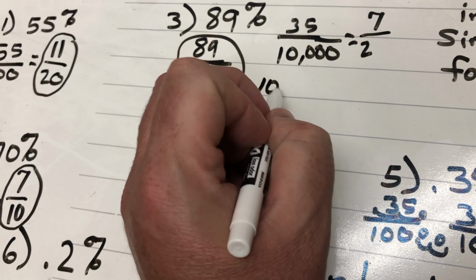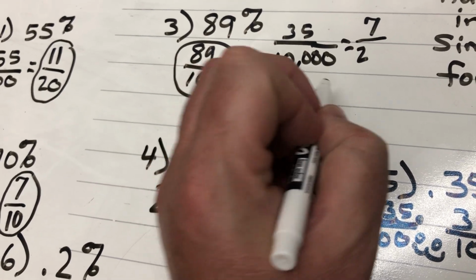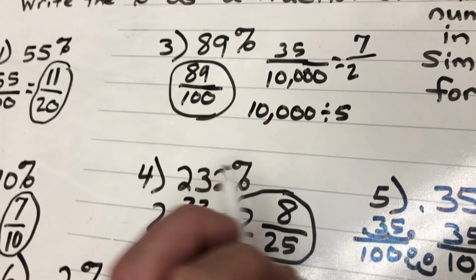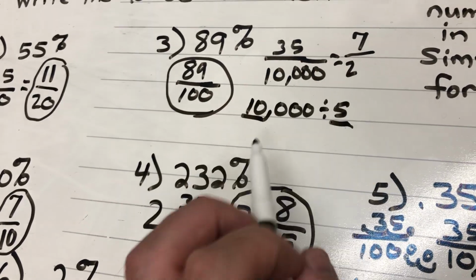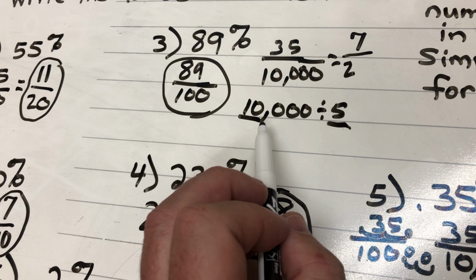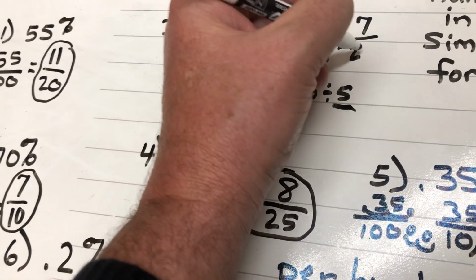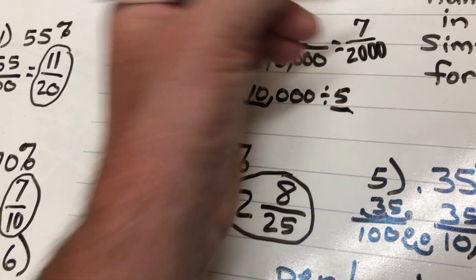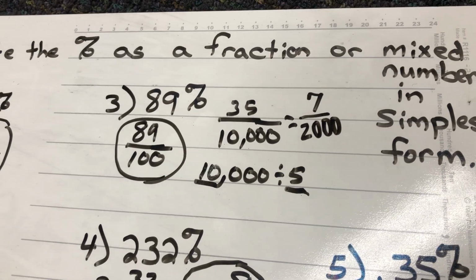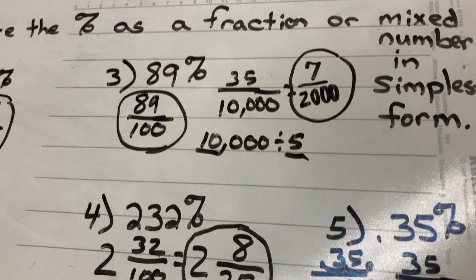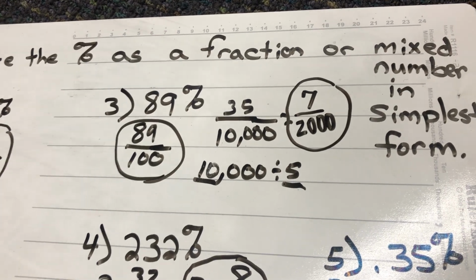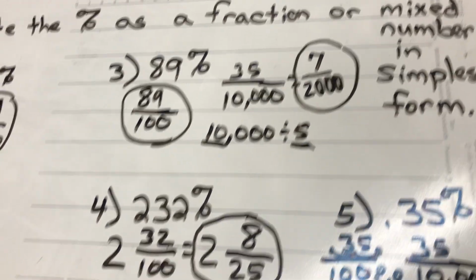Let me write that out so you know exactly what I'm thinking about. 10,000 divided by 5. We've done this before. 10 divided by 5 is 2. There's no zeros here to cross off, so I've got 3 zeros here that can become part of my answer. And I get 7 over 2,000. And no number besides 1 can go into both 7 and 2,000. So that is in simplest form.